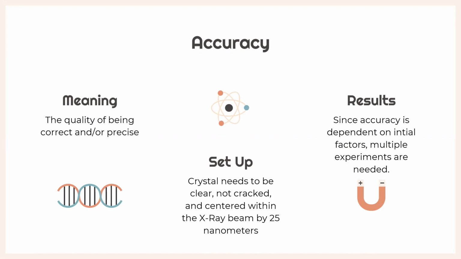So when setting up the experiment, there are many factors that are involved, such as it must be a clear crystal, the crystal must not be cracked, and the crystal must be centered within roughly 25 nanometers of the X-ray beam. So then when getting results, accuracy will be dependent on these initial factors, such as quality of crystal, strength of X-ray beam, etc. Thus, to ensure accuracy, the scientist will perform multiple experiments to ensure that the experiments are indeed valid and accurate and negate the negative effects of all these multiple variables.